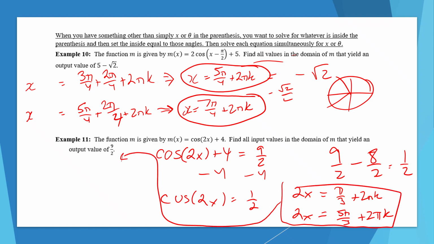So what are we going to do? We're going to take both equations and divide them by 2. So if we take the first one, we should get x equals, and then pi over 3 divided by 2 is going to turn into pi over 6, plus 2 pi k. This will also be divided by 2, so this is going to be plus pi k.